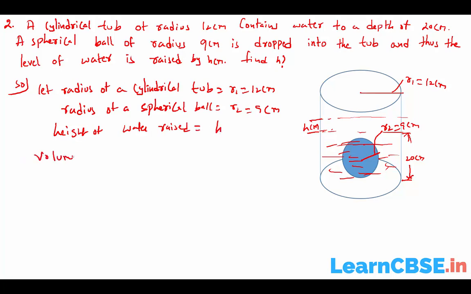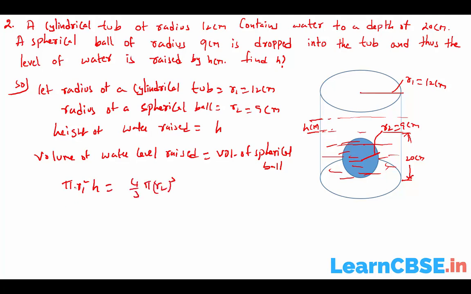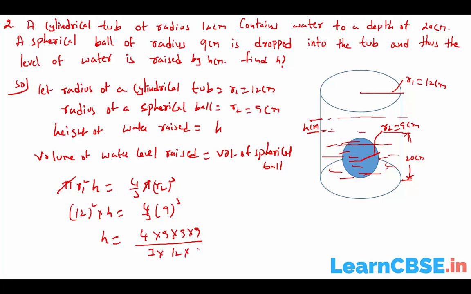Therefore the volume of water level raised is nothing but the volume of the sphere, equals the volume of the spherical ball. So pi r1 square h equals 4/3 pi r2 cube. Pi gets cancelled. 12 square into h equals 4/3 into 9 cube. Then h equals 4 into 9 into 9 into 9 by 3 into 12 square, 12 into 12. 3 ones, 3 threes, 3 fours, 4 ones. Then h, the water level raised, equals 9 threes are 27 by 4, that equals 6.75 centimeters.